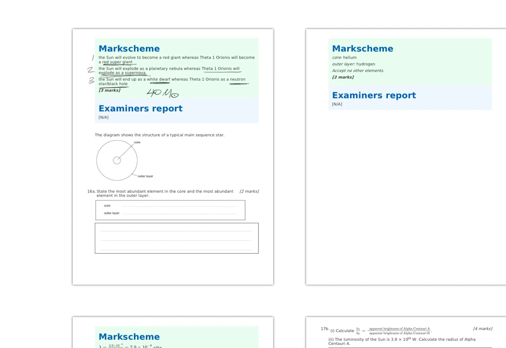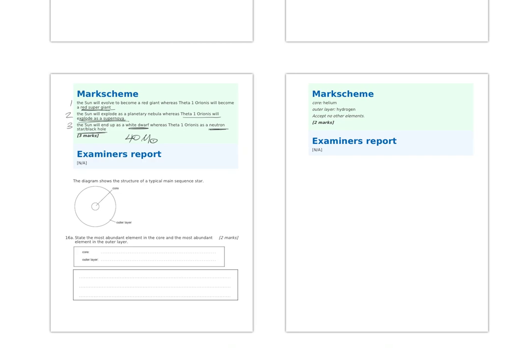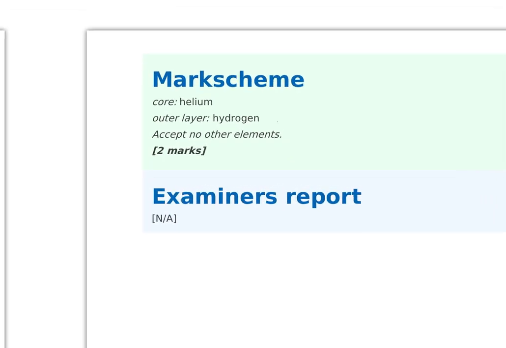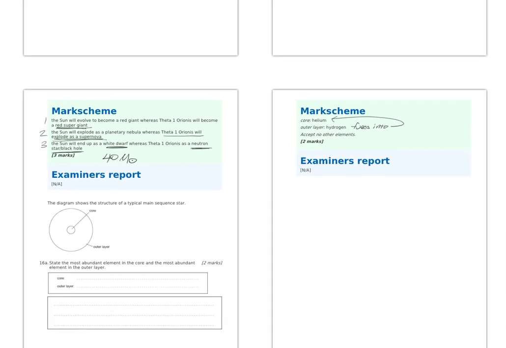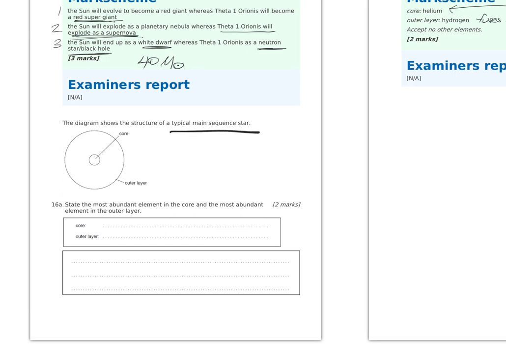16A, the elements. In the core, there's helium. In the outer layer, there is hydrogen. And the hydrogen fuses into helium, which goes into the core, because the helium is more massive, so it'll collapse into the core. And for a regular star, there really is not much else going on. Typical main sequence star.